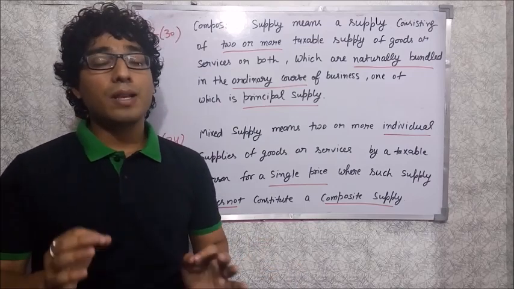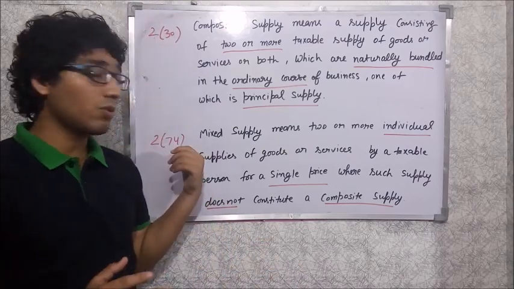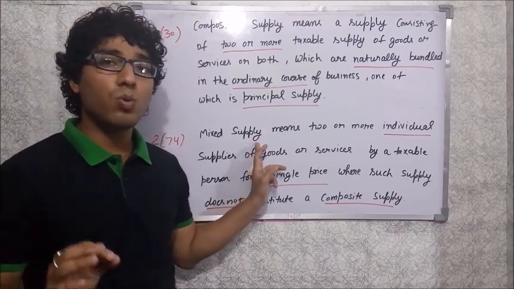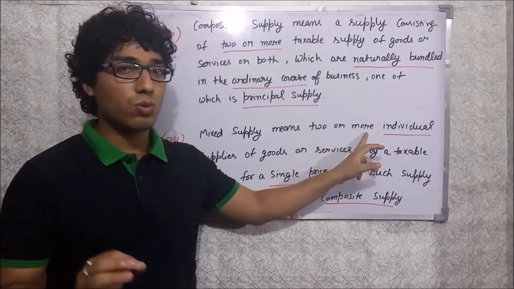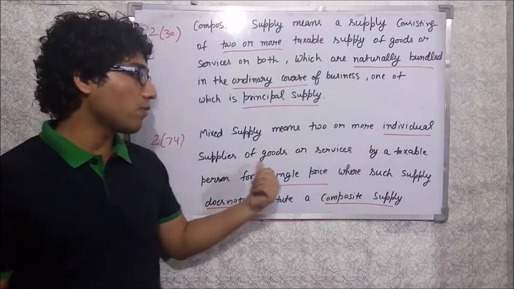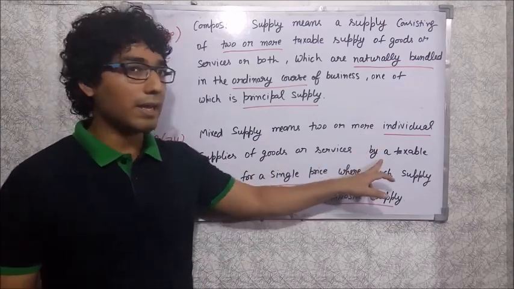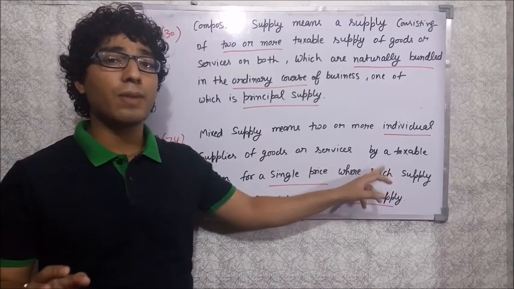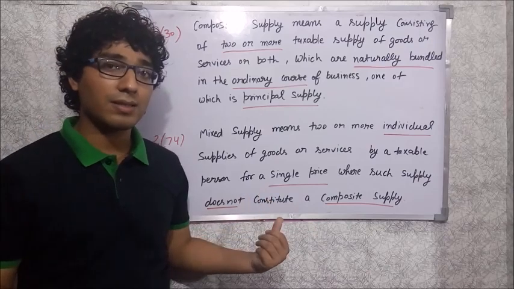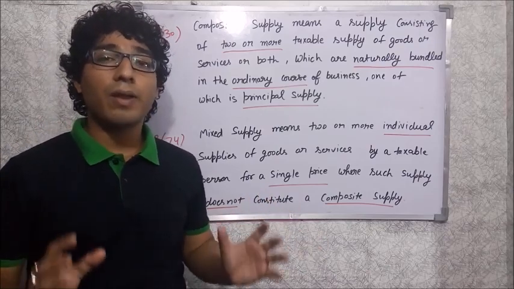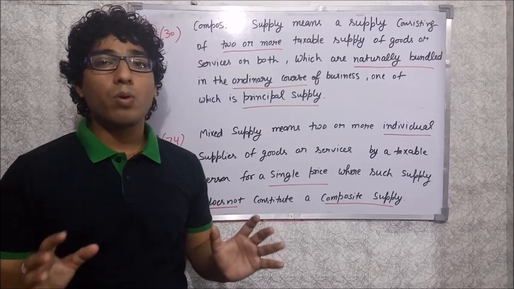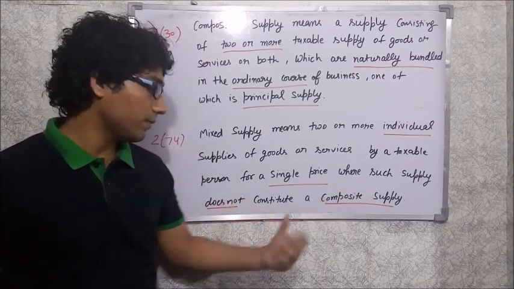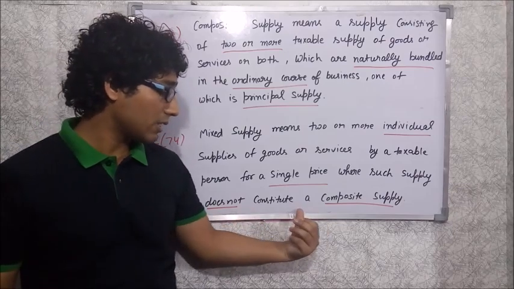About mixed supply: mixed supply is defined under section 2 subsection 74, and it says that mixed supply means two or more individual supplies of goods or services made by a taxable person for a single price. So when we charge a single price for two or more supplies of goods or services, where such supply does not constitute a composite supply.